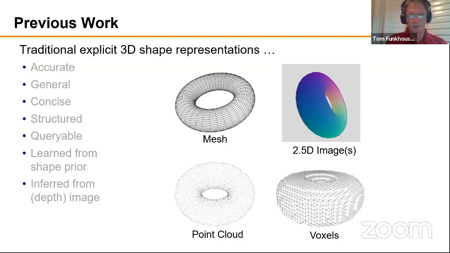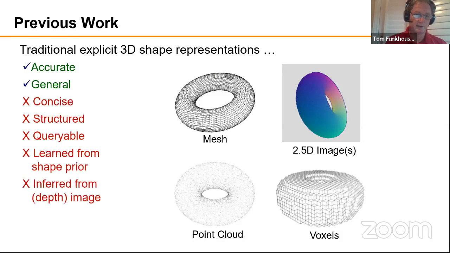So if we look at traditional representations that are explicit, like meshes or voxels or things like that, they're often very accurate and general. So we can have meshes that describe cars and airplanes and molecules and lots of different shapes. And with an infinite number of triangles or voxels, points, you can represent anything. But they're generally not very concise if you get that accuracy. They have no structure. Inside, outside are difficult to query for a mesh, say. Marching along the surface is not so easy for voxels, so on and so forth. And they have no prior at all, and they're difficult to infer directly.